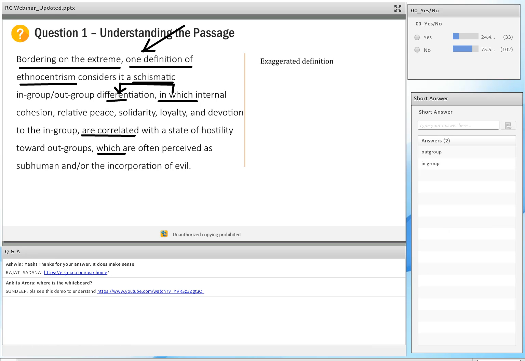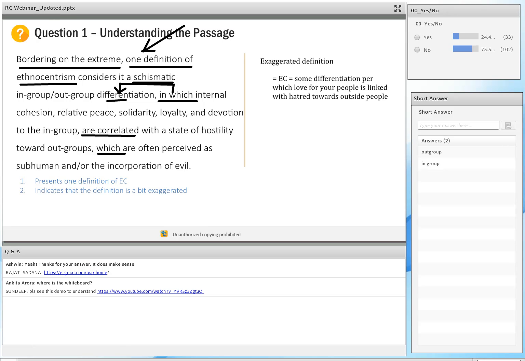One, the first is there's an exaggerated definition of EC. Okay. And what is EC? Some differentiation in which the love for your own people is linked with hatred towards the outgroup. So when I summarize this paragraph, I say the author presents one definition of EC. The author then indicates that this definition is a bit exaggerated. And then, per this definition, the following things are correlated. One is love for your own people. The second is hatred for evil. Okay.